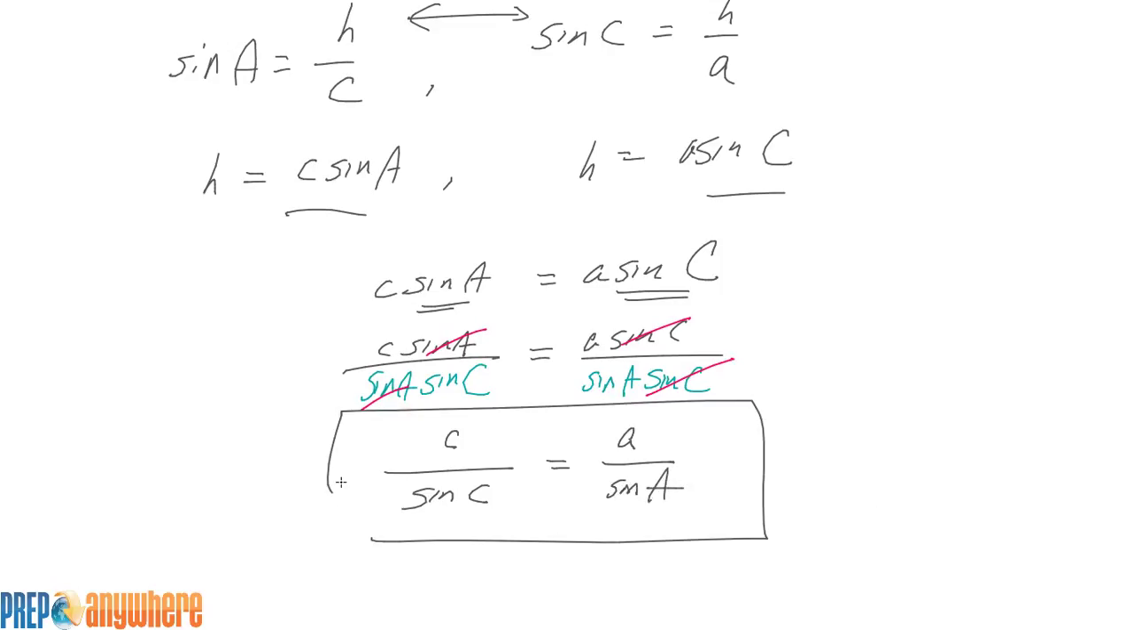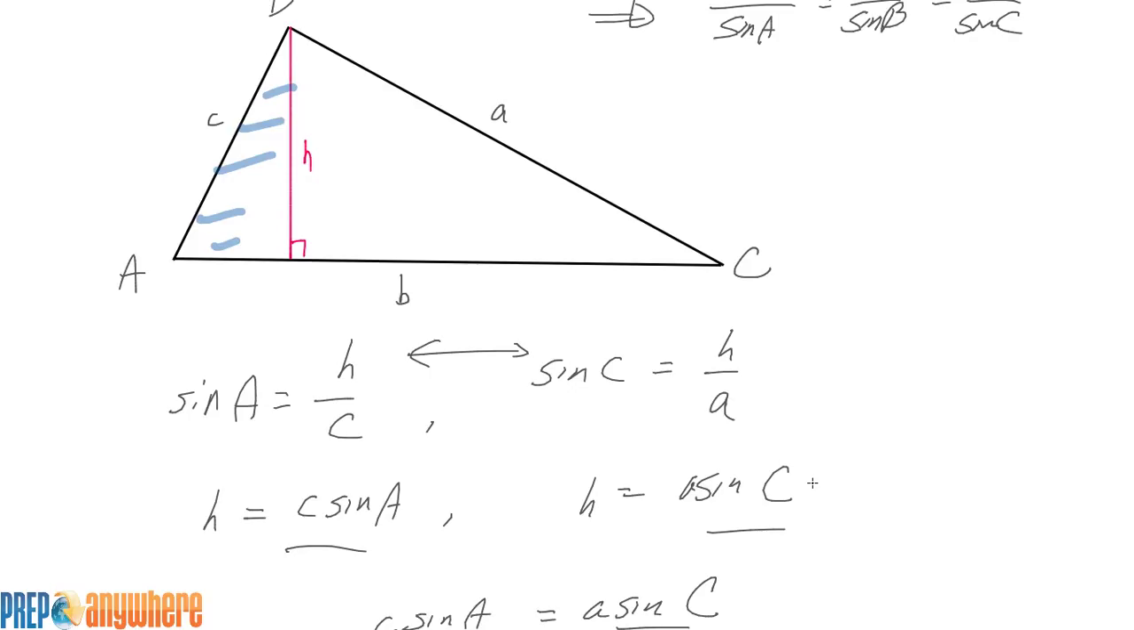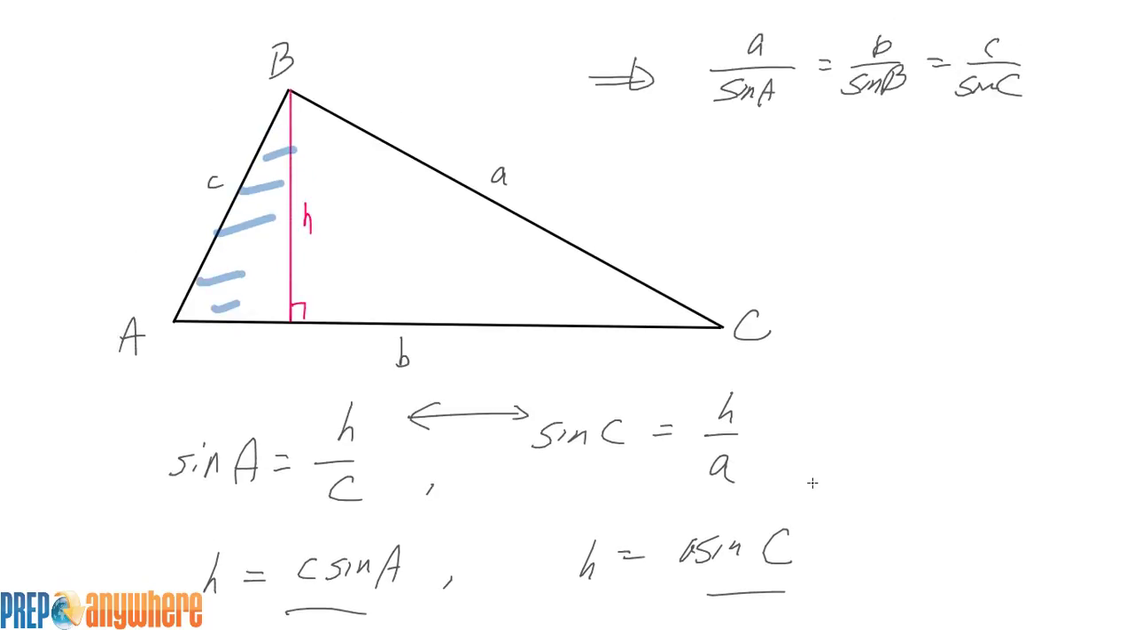How do we get the other one? B over sine of B. How do you think we can get that? Okay, we get that from cutting this triangle. So I cut this triangle from vertex B straight down, right? To get two right angle triangles. But who said you have to do it that way? We could have done it from here, and we could also have done it from here.